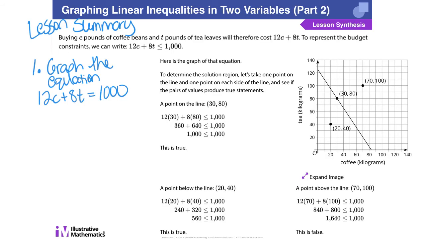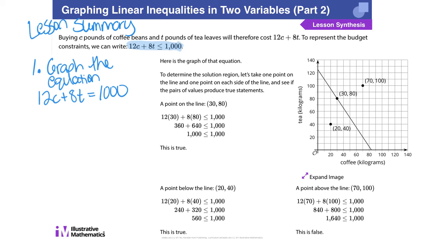This last example that we're going to look at is in your lesson summary, and it's this example towards the top. It's the third paragraph from the top, and they're looking at buying coffee beans and tea leaves and the budget. So it's similar to what we were looking at earlier. Here's the inequality that they are looking at.